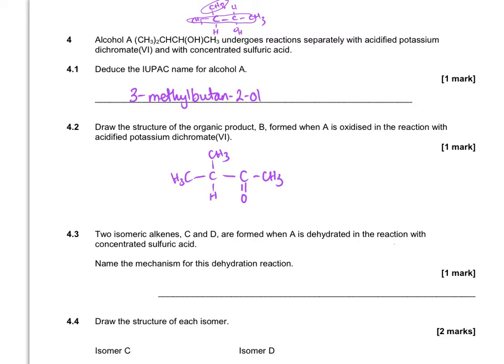Two isomeric alkenes, C and D, are formed when A, so we're going back to the structure at the top, is dehydrated in the reaction with concentrated sulfuric acid. Name the mechanism for this dehydration. Well, if we're dehydrating it, we're losing water, so we're eliminating something from the molecule. So it's an elimination.